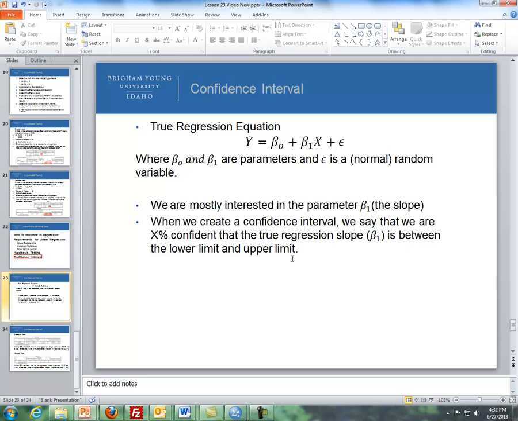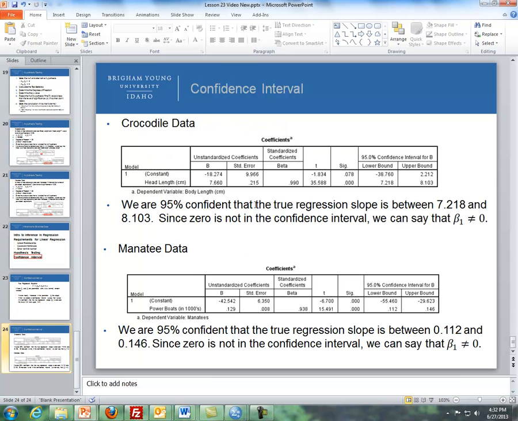The other definition that you've seen throughout the semester is if we were to do a confidence interval a gazillion times, and if we say we want to do a 95% confidence interval, we would be able to capture the true regression slope about 95% of the time. Okay, so here's a couple of examples of it here. So here's the crocodile data, and because we're dealing with the slope here, we want to get these two numbers for our confidence interval.